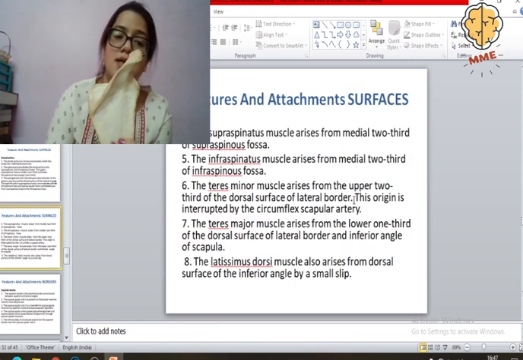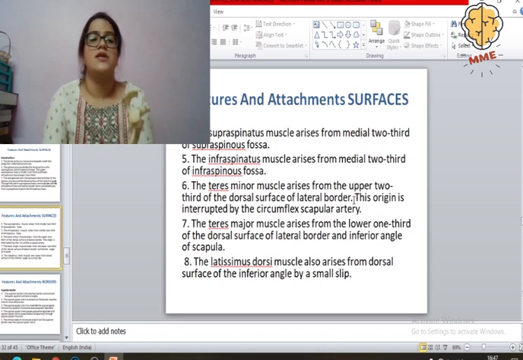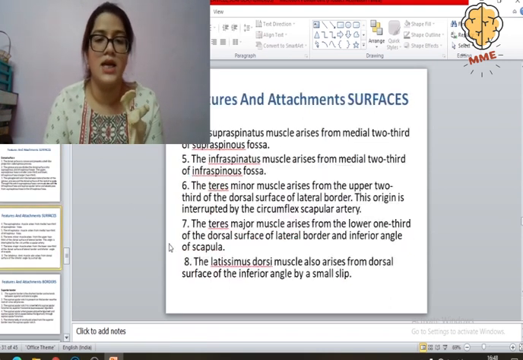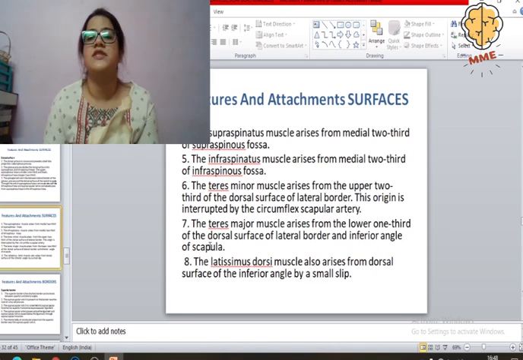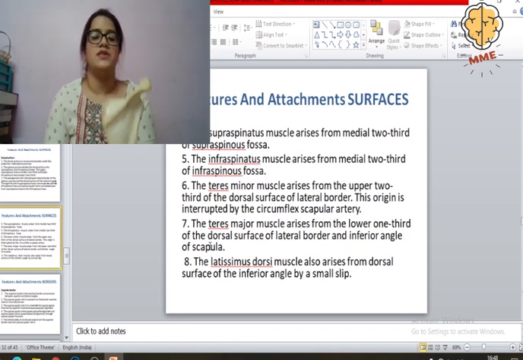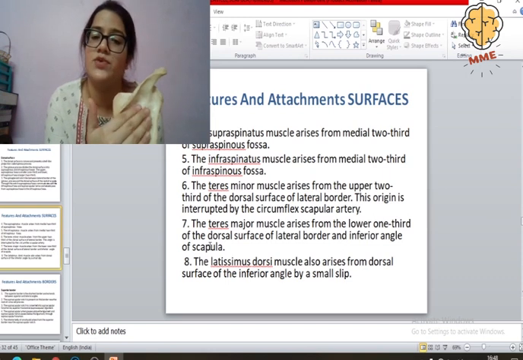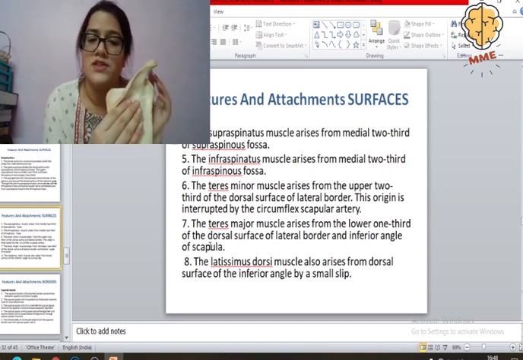Now the features and attachments. What are the features and attachments? Let's discuss them. The supraspinatus muscle arises from the medial 2/3 of the supraspinous fossa. So only the medial 2/3. Infraspinatus from the medial 2/3 of the infraspinous fossa.